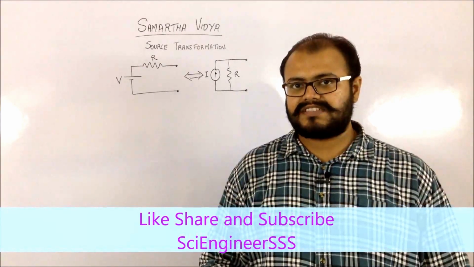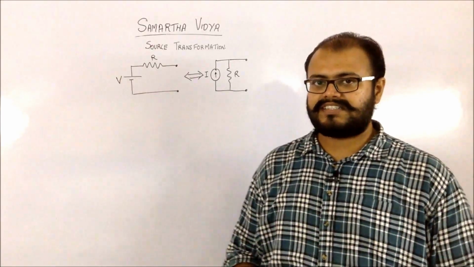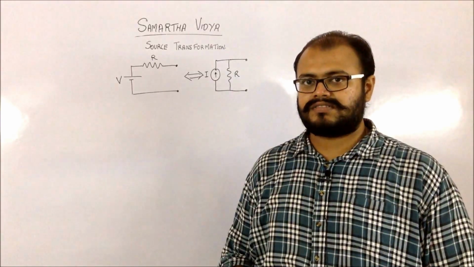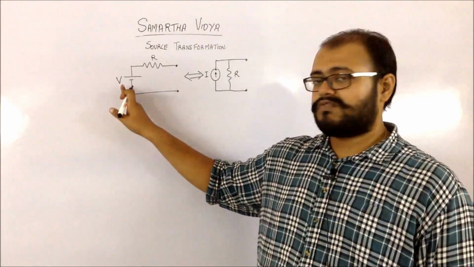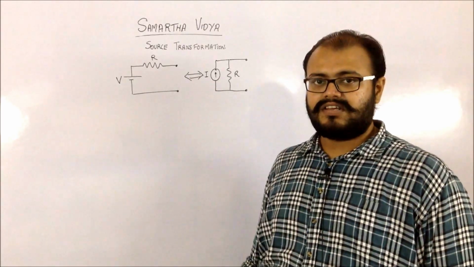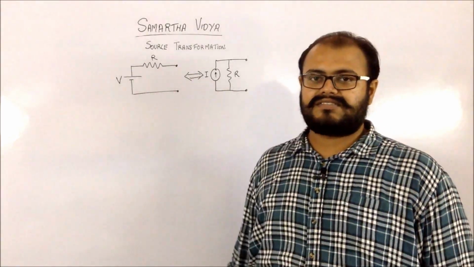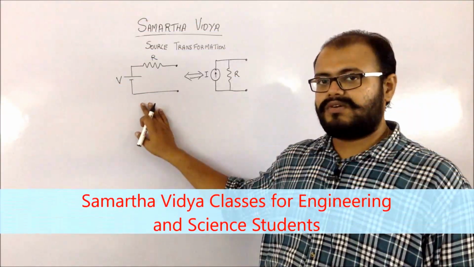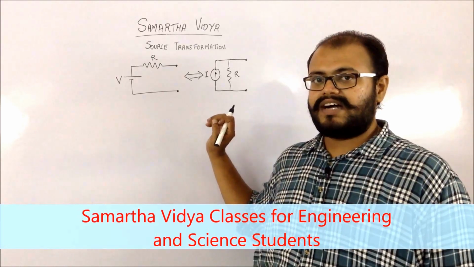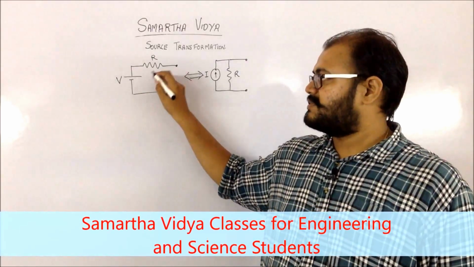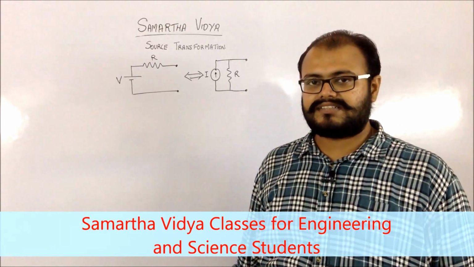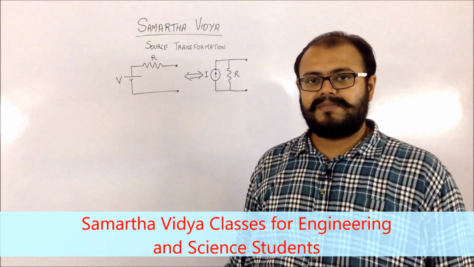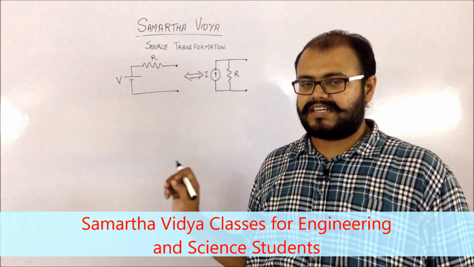So as the name goes, source transformation, what you need to understand is you are basically transforming one source to another source. In this case, you are changing your voltage source to a current source, or a current source to a voltage source. One very important thing: if you are converting your voltage source to a current source, you have to consider a resistance which is present in series with the voltage source. Only when this combination is present will you be able to convert your voltage source to the current source.